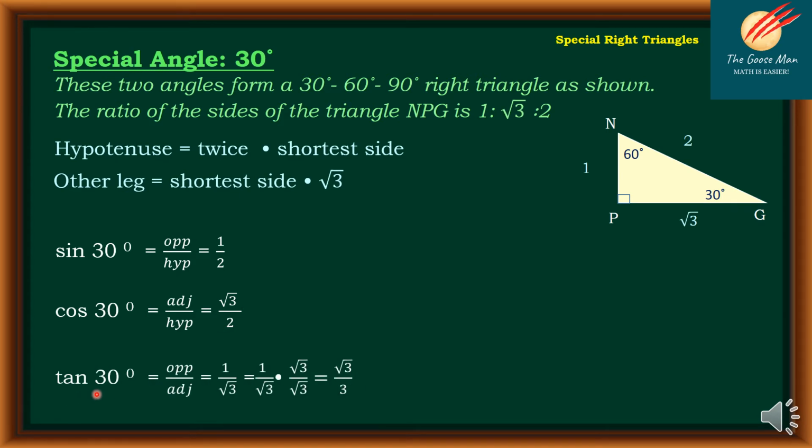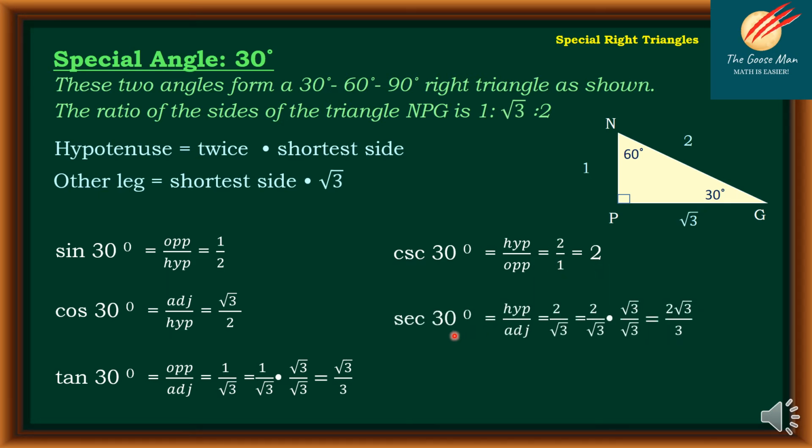Next, tangent 30 degrees is equal to opposite over adjacent, so 1 over square root of 3. If we rationalize this, we multiply both the numerator and denominator by the square root of 3, so we come up with square root of 3 over 3. Next, cosecant 30 degrees is equal to hypotenuse over opposite. This is 2 over 1, which is equal to 2.